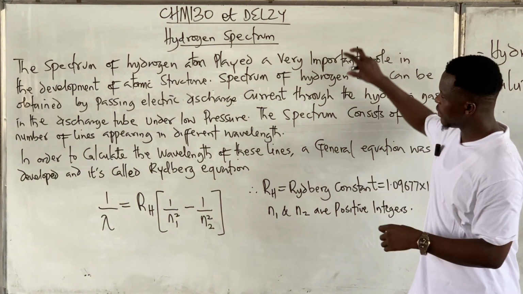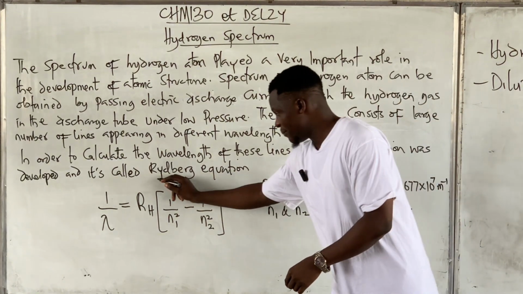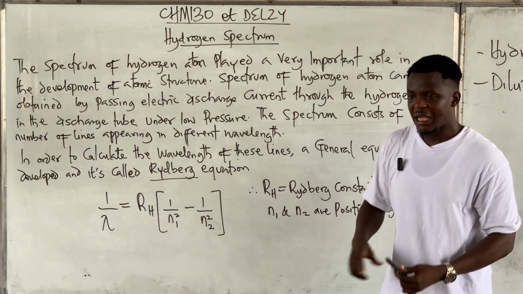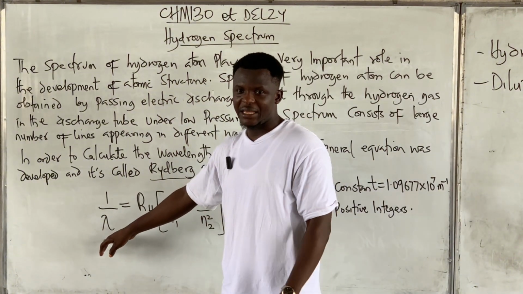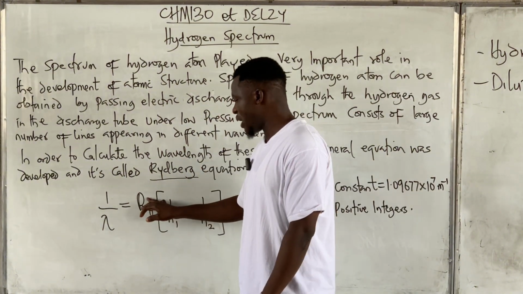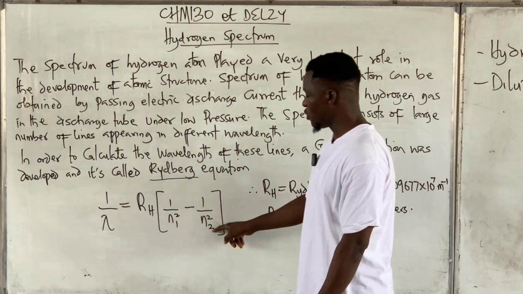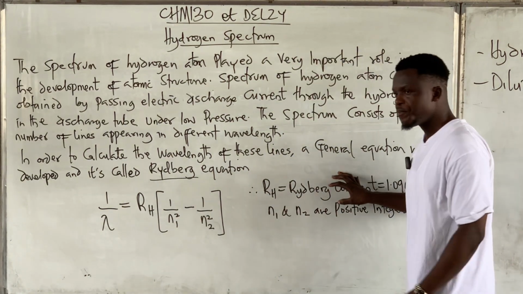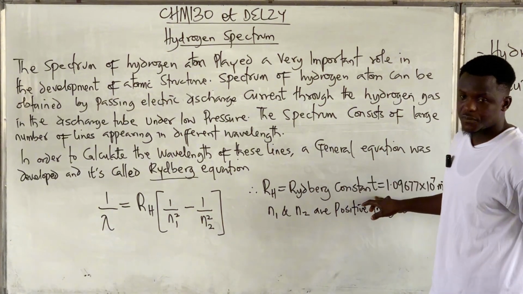Now, for us to calculate those wavelengths, a formula was developed by Rydberg. I believe you must have seen something like this before. This is the Rydberg equation: 1 over lambda, where lambda is the wavelength, equals R_H in brackets, 1 over n1 squared minus 1 over n2 squared.